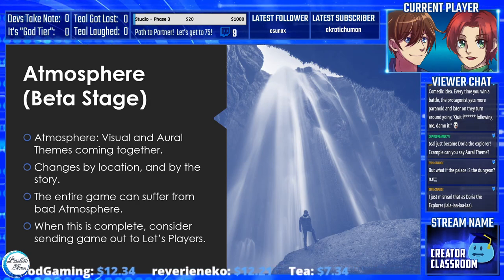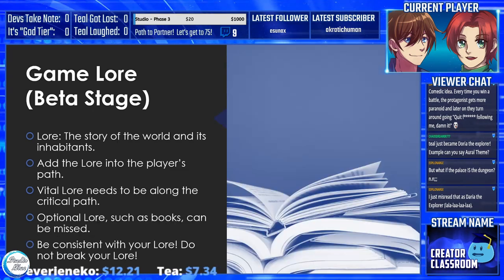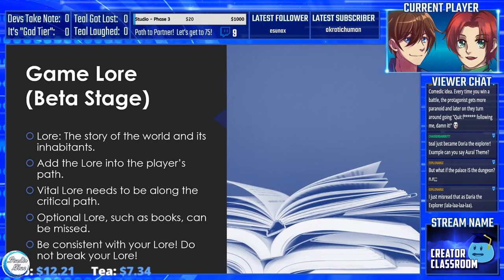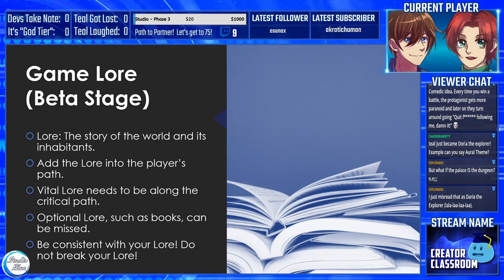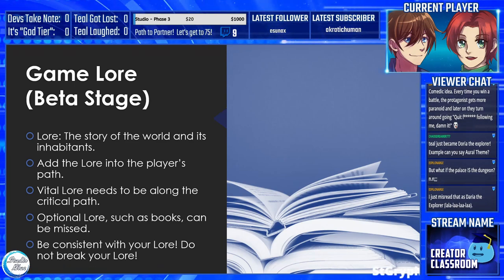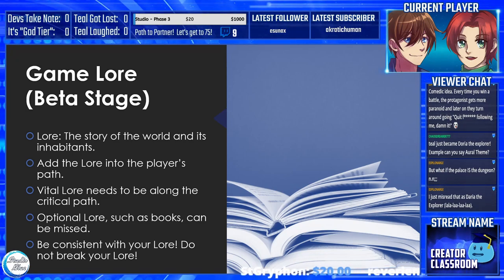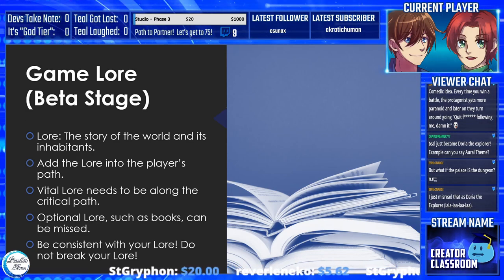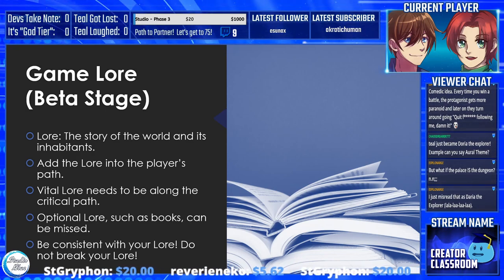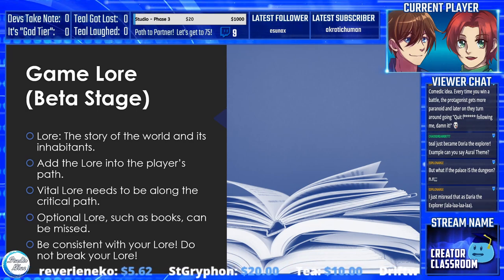What's next? Okay, so next. Game lore. Lore is the story of the world and its inhabitants. Along with writing, add the lore into the player's path. The lore that they have to know to complete the game, which is the vital lore, needs to be along the critical path in a way that they cannot miss, such as dialogue and cinematics.